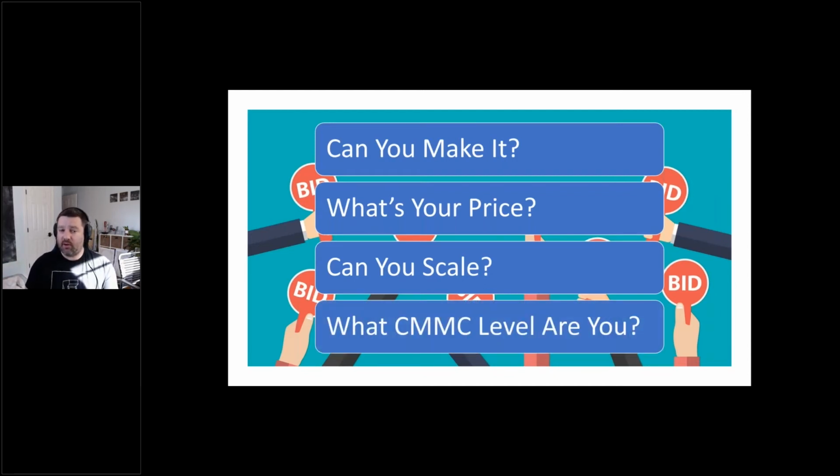By fiscal year 2026, so that is September 2025, organizations that wish to be part of the defense industrial base and bid on DoD contracts that contain FCI and CUI, $1 trillion out in the market, will have to answer these 4 questions. They'll have to answer, can you make it or do it? What's your price? Can you scale? And then what level have you been assessed at? What level is your organization?